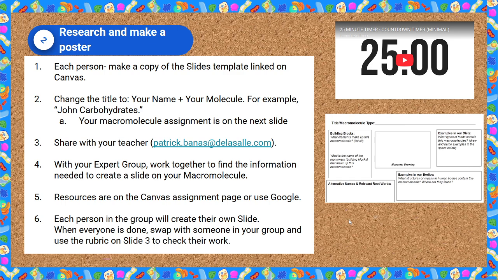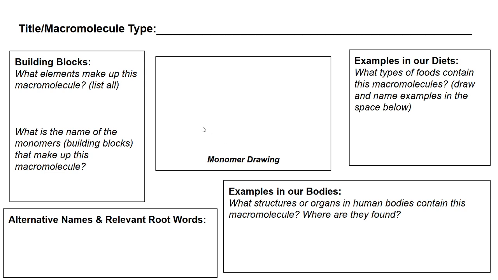And then each person in the group will create their own slide. And then when everyone is done, you want to swap with someone in your group to use the rubric on slide 3 to check your work. So basically, what this is going to look like is the first part is you're going to be in your expert group, and you're going to fill in all of this information.